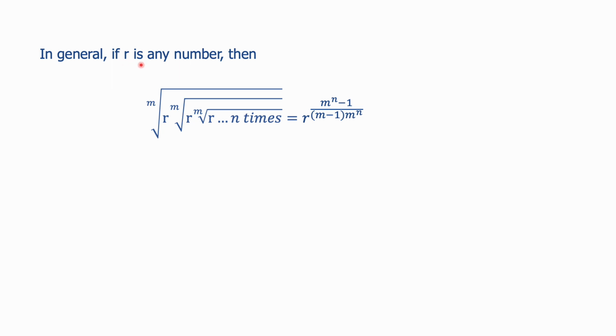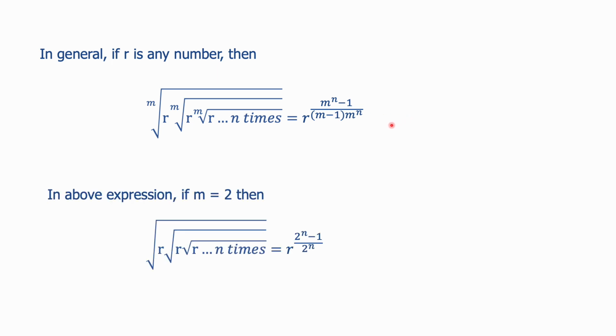In general, if r is any number, then the mth root of r multiplied by r, whole mth root, multiplied by r, whole under mth root, repeated n number of times, is equal to r to the power (m to the power n minus 1) by (m minus 1), whole multiplied by m to the power n. In the above expression, if m is equal to 2, then the root of r multiplied by r, whole under root, multiplied by r, whole under root, repeated n number of times, is equal to r to the power (2 to the power n minus 1) by 2 to the power n.